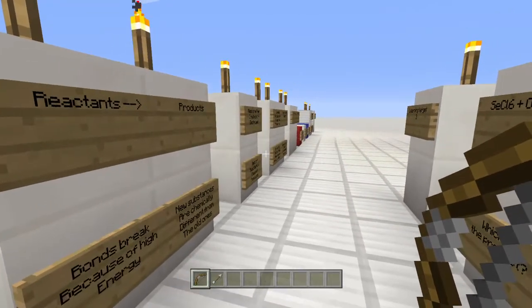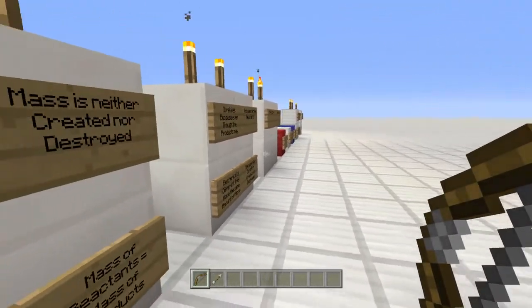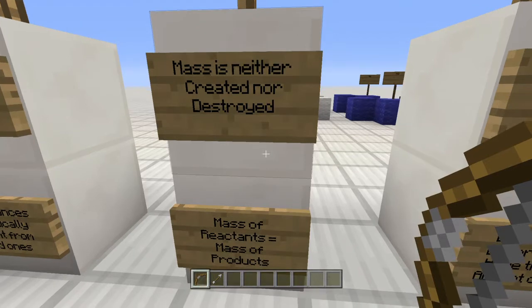Moving on to learning target 3. The law of conservation of mass states that in a chemical reaction, mass is neither created nor destroyed. The law of conservation of mass also states that the mass of the reactants in a chemical reaction must equal the mass of the products.